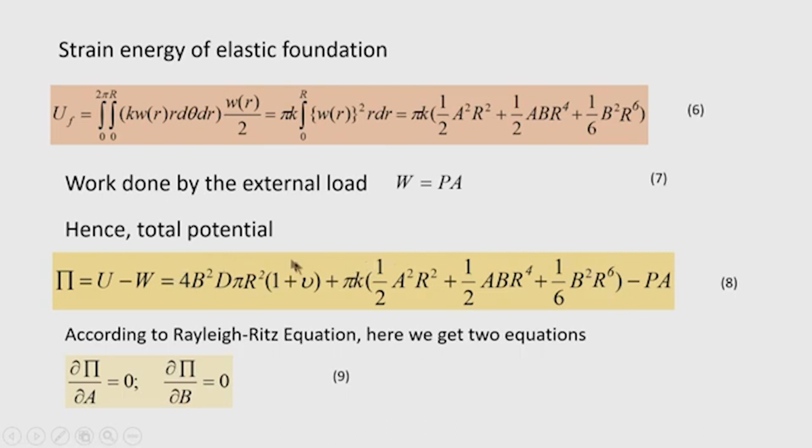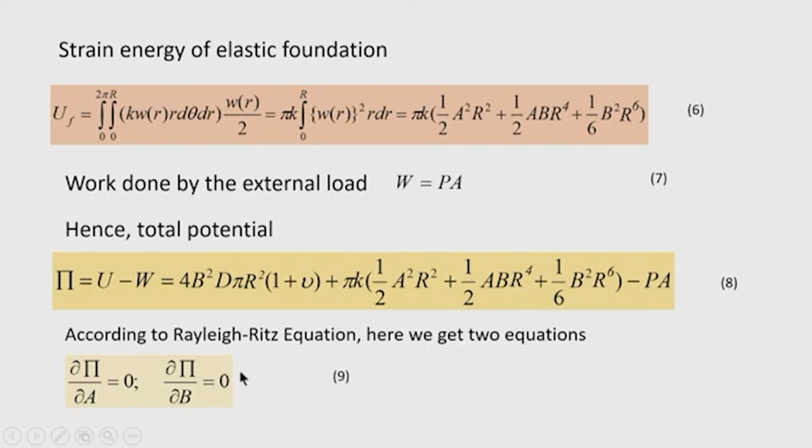You can see the first term, 4 B square D pi r square into 1 plus mu, where mu is the Poisson ratio, is the contribution of the strain energy of the plate, and the second term pi k into half A square r square plus half A B r to the power 4 plus 1 by 6 B square r to the power 6 is the contribution of the elastic foundation, minus work done P into A.